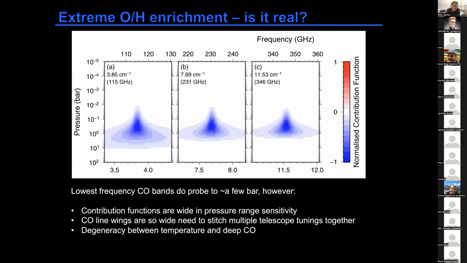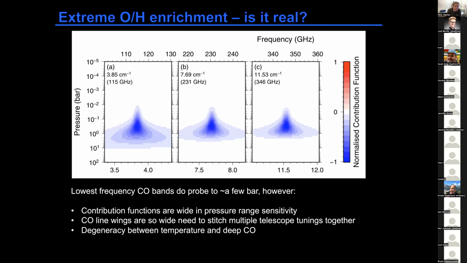If we go to some lower frequency lines, we do get a bit deeper. These are the contribution functions. We get down to a few bar with this very deepest line here, the lowest frequency CO line at 115 gigahertz. So we do get a bit deeper, but these contribution functions depend on the profile that you assume for the CO in the first place. So there's a bit of a circular argument going on there.